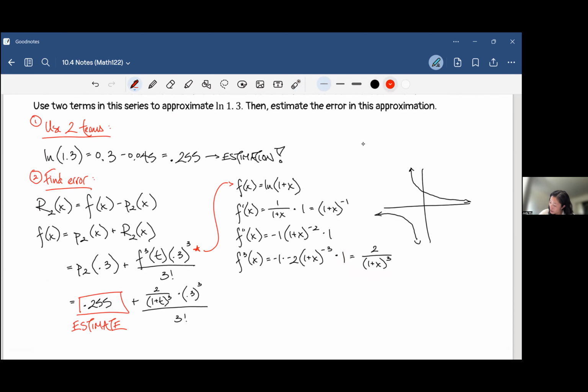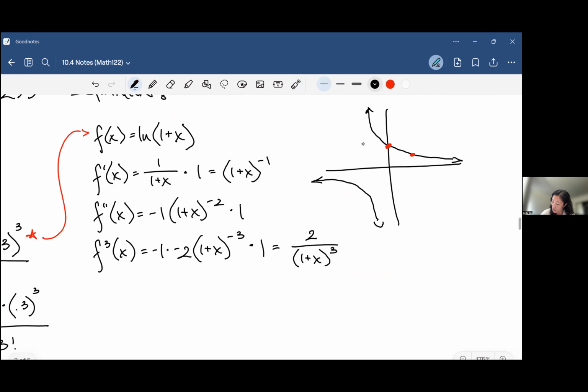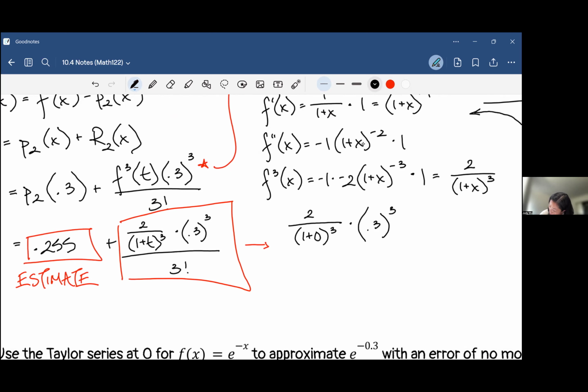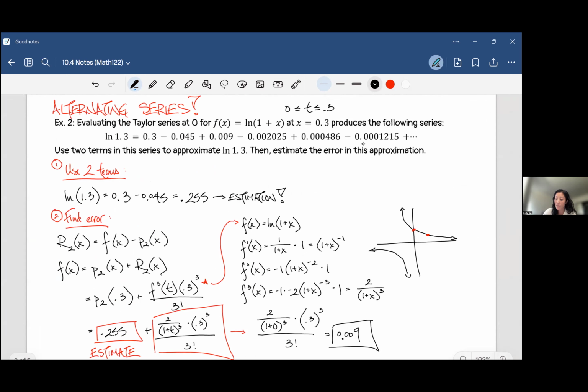Okay. And if we're looking between 0 and 0.3 for our x, we can see that the 0 value is higher. So what that means is I'm going to plug in 0 for my t. So this will be my error term. We've got 2 over 1 plus 0 cubed times 0.3 cubed over 3 factorial. And when I type this all into our calculator, we should get 0.009.